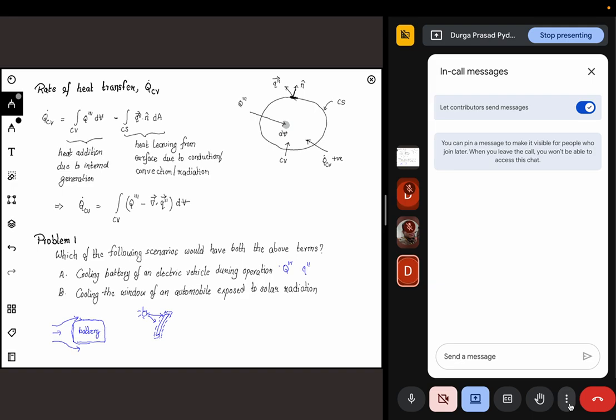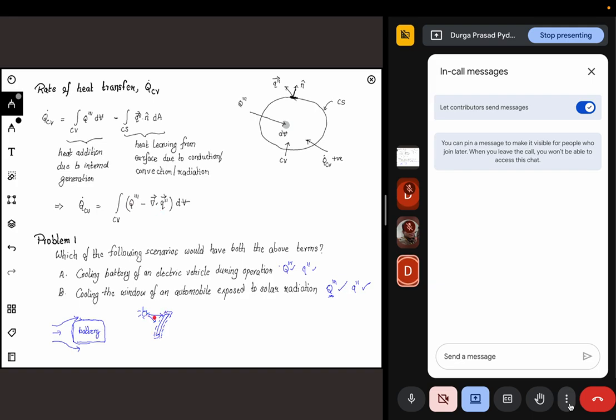Is the question clear? Yeah. So what do you think? Both will be present or only one? Only one. Okay. So which one of these two is present? I mean, is there internal heat generation or just the surface one?